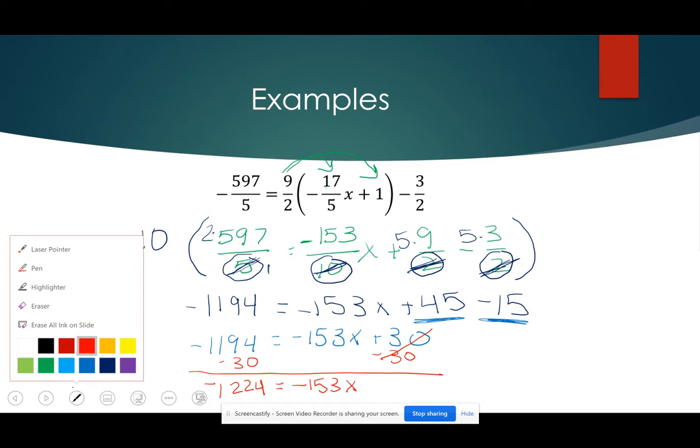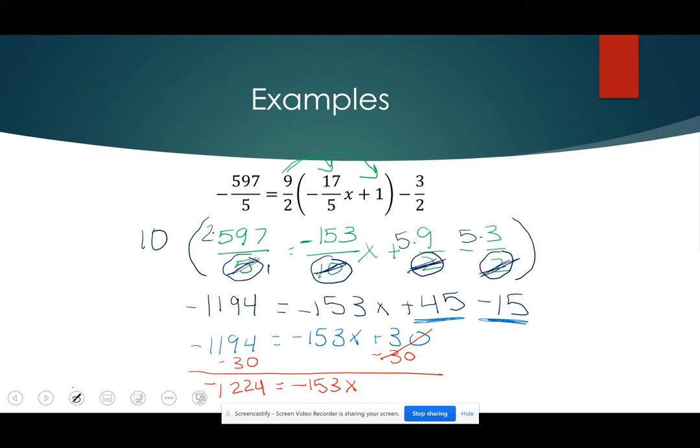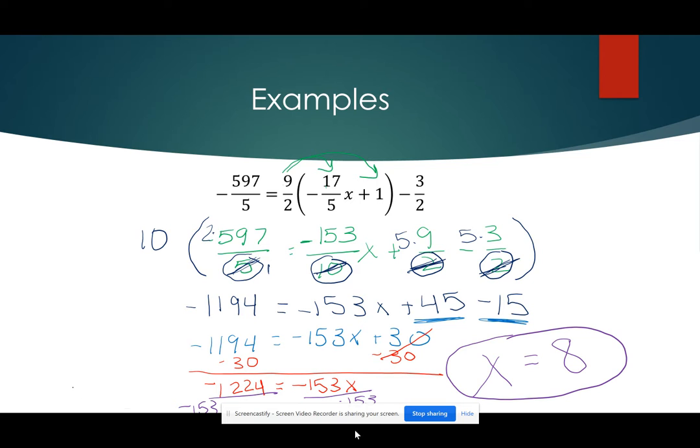So our final step is to divide by this 153 to get the x alone, well, negative 153. A negative divided by a negative becomes a positive. So we get that x equals positive 8. You could always check your work by plugging the 8 in for the x.